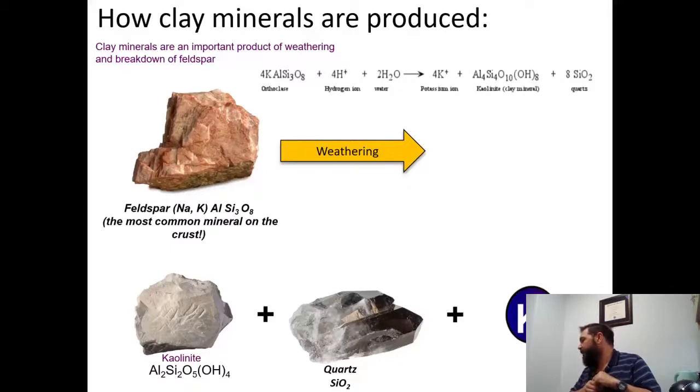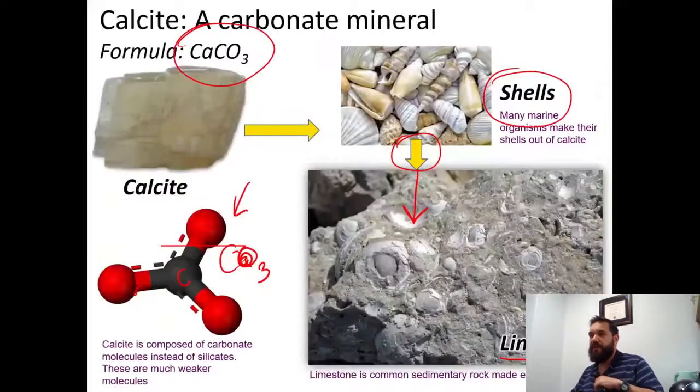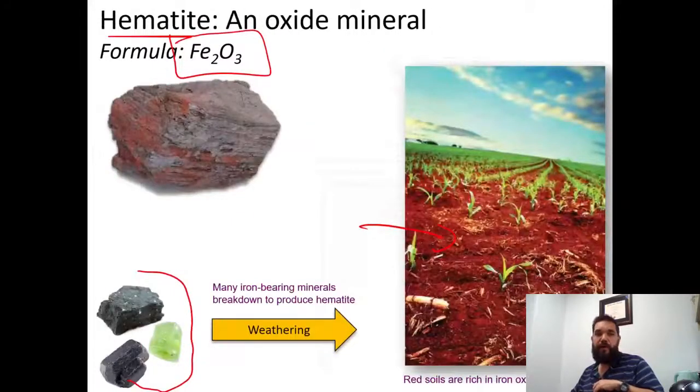What is one example of a non-silicate mineral that's common in the crust? Well, you could put a few things. Calcite and hematite both are non-silicate minerals, right? Calcite is a carbonate, the other one, hematite, is an oxide.